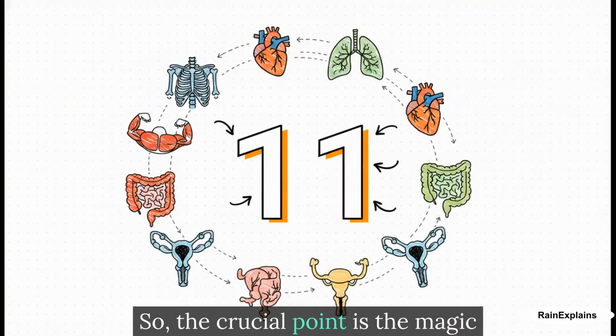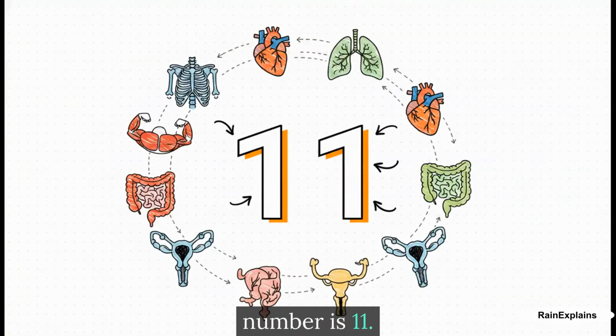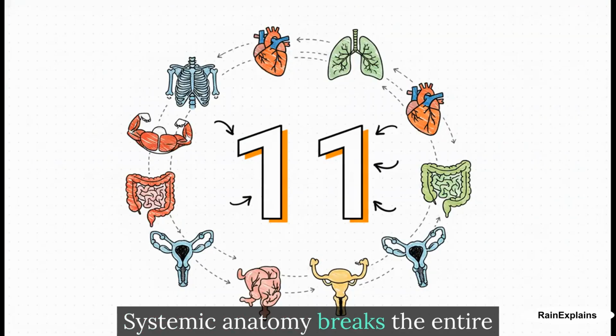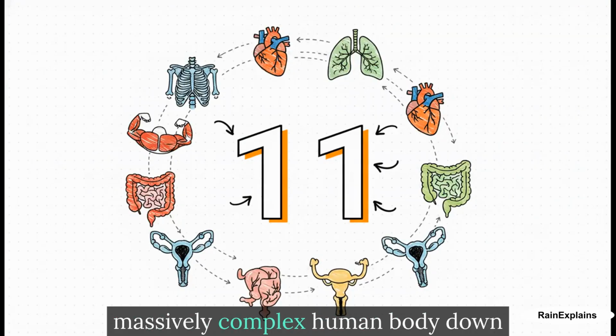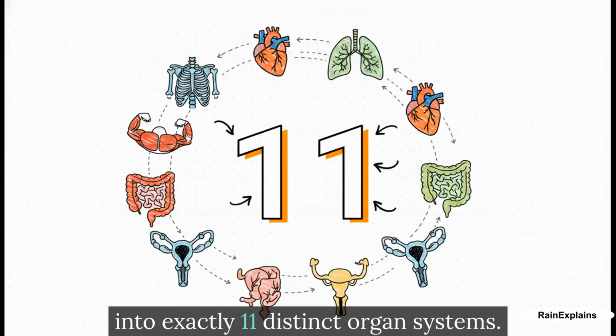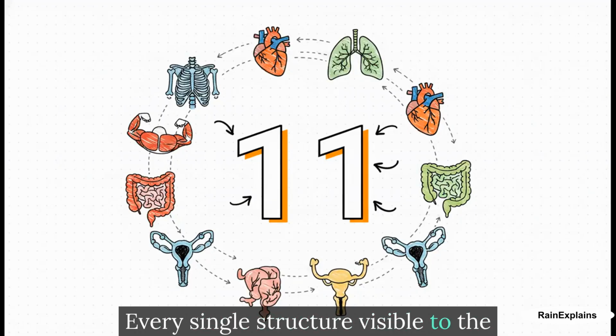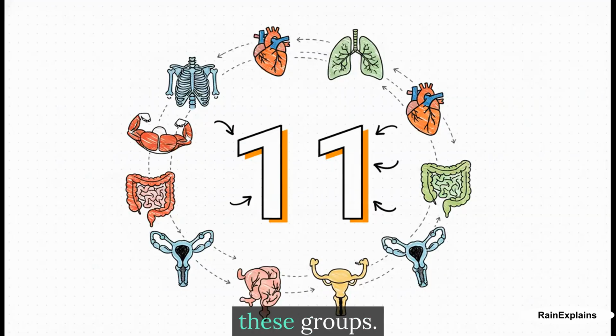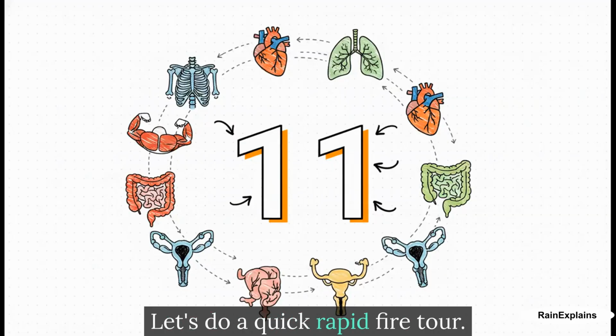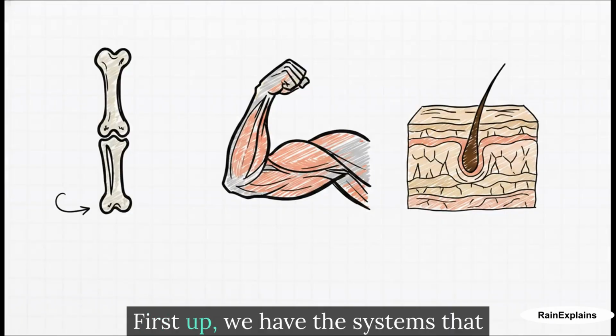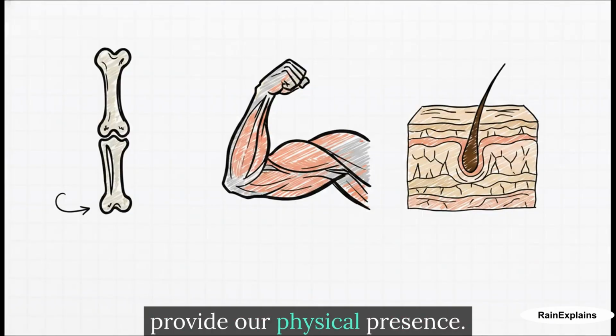So, the crucial point is, the magic number is 11. Systemic anatomy breaks the entire massively complex human body down into exactly 11 distinct organ systems. Every single structure visible to the naked eye belongs to at least one of these groups. Let's do a quick rapid-fire tour. First up, we have the systems that provide our physical presence.